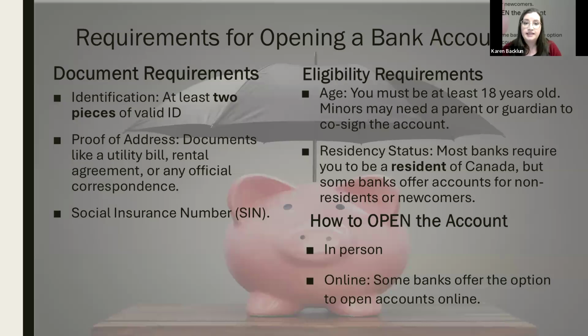The second thing you're going to need is proof of address. So documents like a utility bill, a rental agreement, or any official correspondence, for example, correspondence from the federal government or the provincial government, can be used as proof of address. The next one is your social insurance number. A social insurance number is normally required to open a bank account, but generally are required for bank accounts that earn interest to report the interest to Canada Revenue Agency.